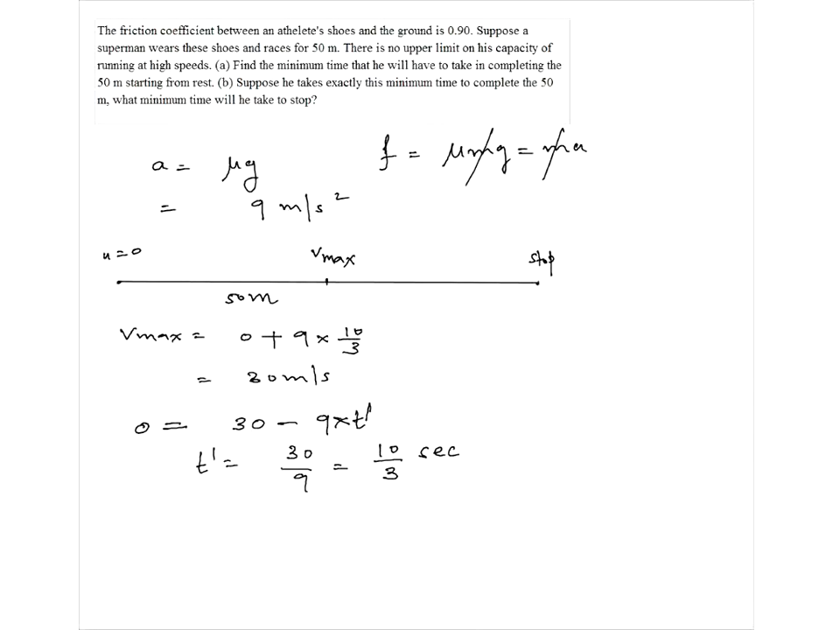Let's try this. s equal to ut plus half at square. So s is 50, u is 0, half at square, a is 9. Can you find t? So s is 50, u is 0, plus half into 9 into t square. So that should get you t as 10 by 3. Any questions regarding part A? Let me know.